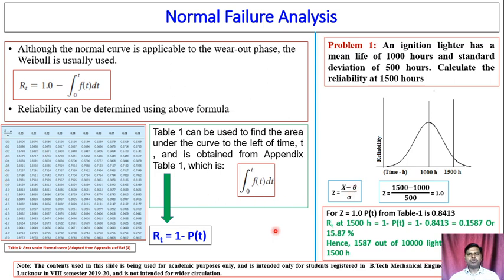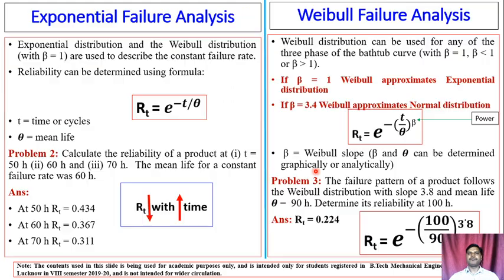At 1.0 the value is 0.8413. So we can find out the reliability at this value. Reliability at 1500 hours will be equal to 1 minus this value. This comes out to be 0.1587 or 15.87%. Hence we can say that 1587 products out of 10,000 lighters will last 1500 hours. So this was the computation for normal failure analysis.